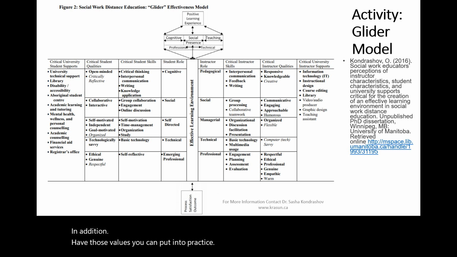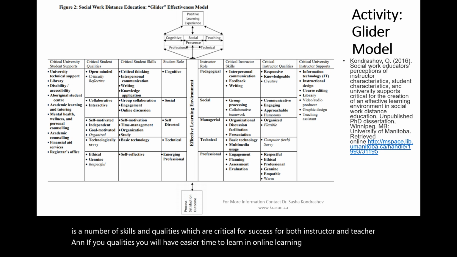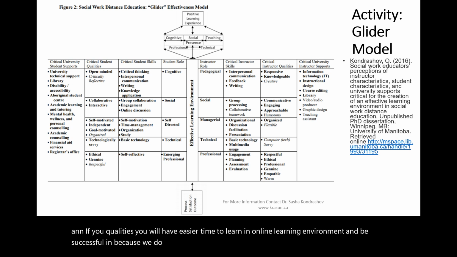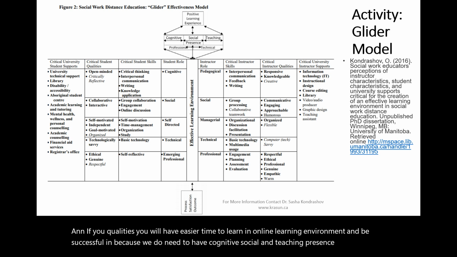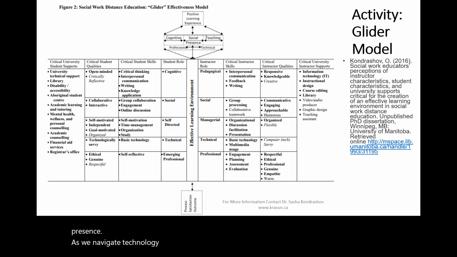Something I've learned by doing my PhD in social work is how to teach online. There are a number of skills and qualities which are critical for success for both instructor and student. If you have those qualities, you will have an easier time learning in an online environment and be successful in it, because we need cognitive, social, and teaching presence, which is the community of inquiry model, but we also need professional and technical presence as we navigate technology and ethics in the way we practice. So see if you need any supports.